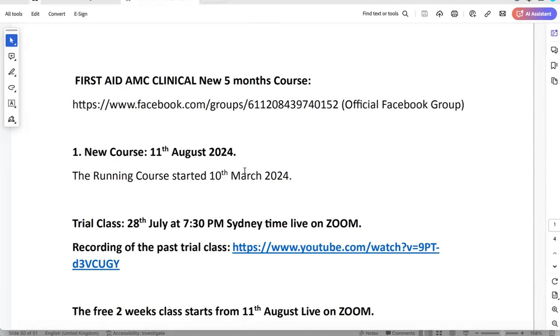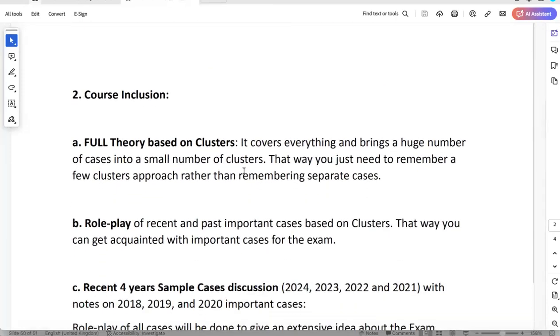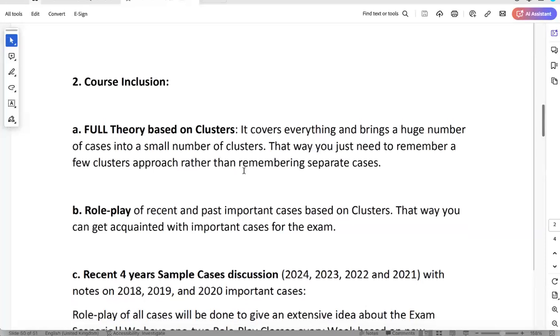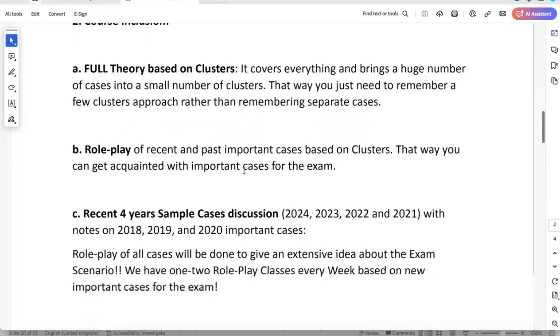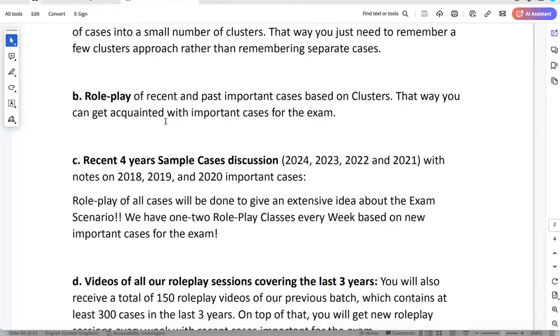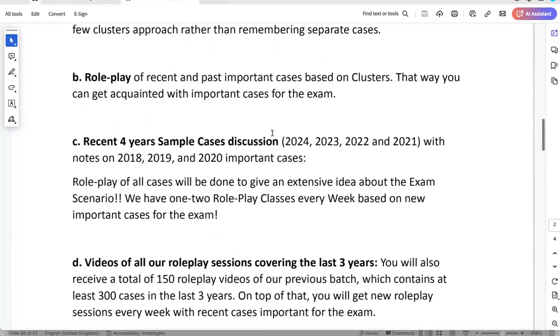So to go through the clinical course details, the course has everything that anyone needs to prepare for this exam. There is nothing really extra that you need to get from someone else. The course will include the full theory, just like how we have done for these 2 weeks based on cluster. We do role play on those clusters, just like we did psychiatry and cardiology. You have got a class with Dr. Cynthia about the role play sessions. So she's going to take most of the role play classes along with Dr. Samira, who is also very, very good.